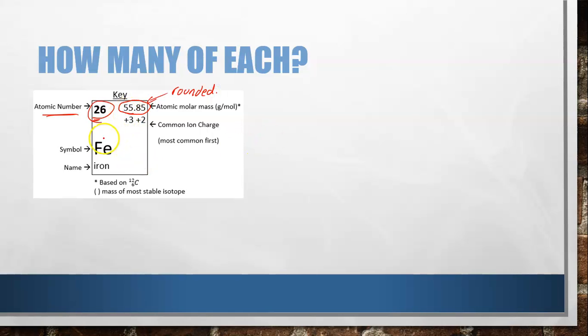So if we take a look at this here, this is their key within our periodic table. We got an atomic mass of 56, that's rounded, minus 26 protons, that gets you 30 neutrons. 26 being the atomic number means we got 26 protons and 26 electrons.